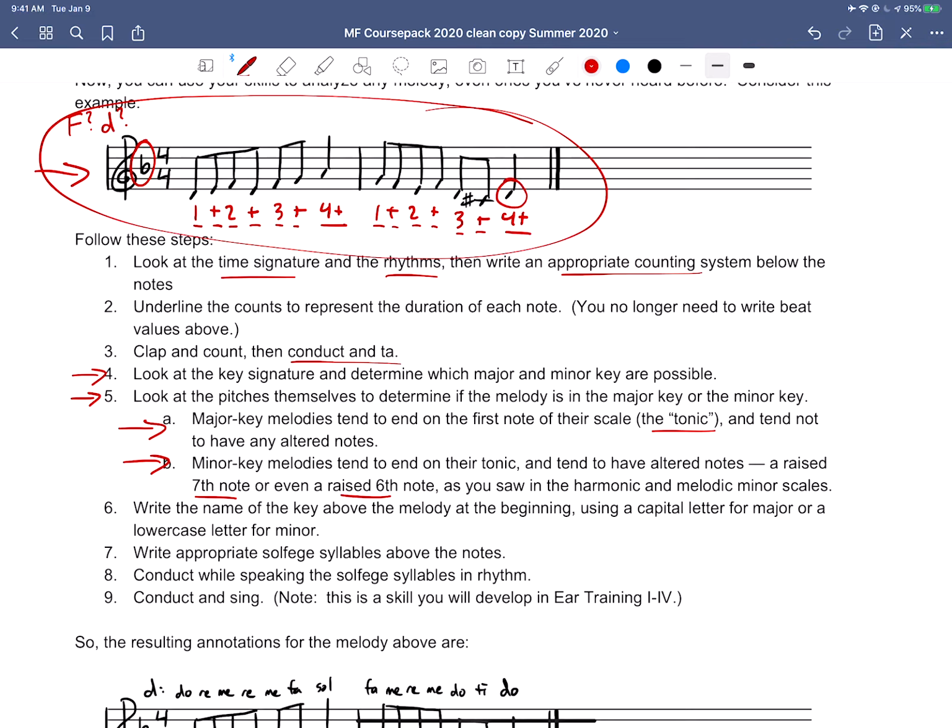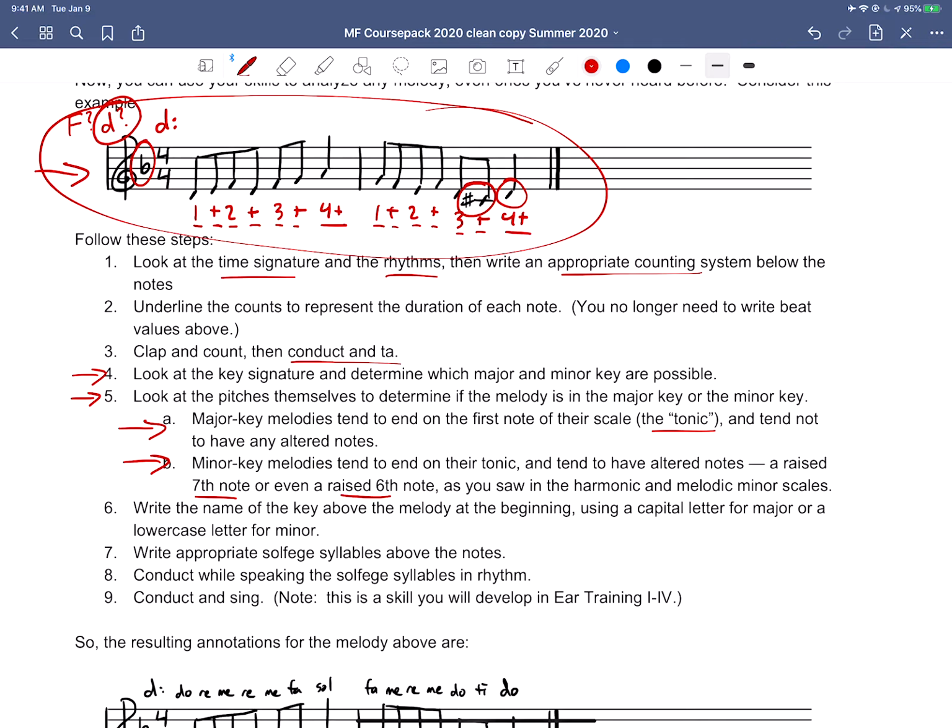Well, it ends on D and it has this altered note, that C sharp that we were expecting if it were in D minor. So indeed, we are in the key of D minor. Now that we've determined that, we're going to officially say that we are in the key of D minor by writing a lowercase d and then a colon after it, saying that we're about to analyze everything in this key. And we're going to next use our solfege syllables that we covered in the minor key chapter.